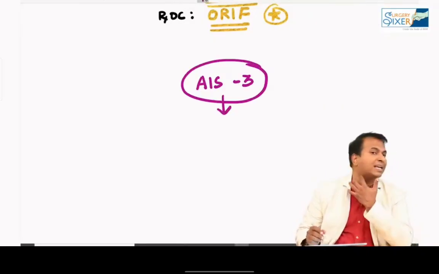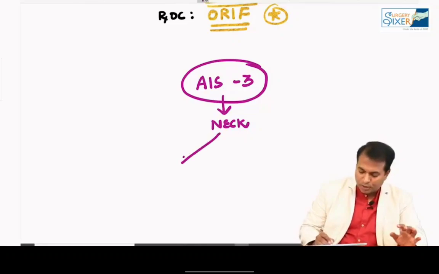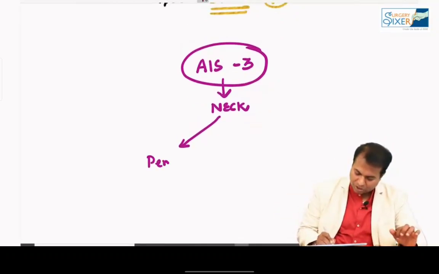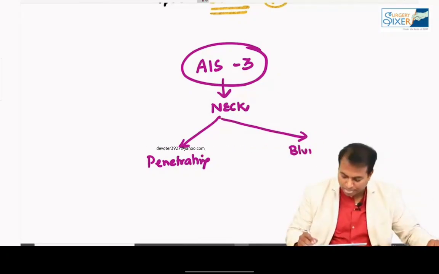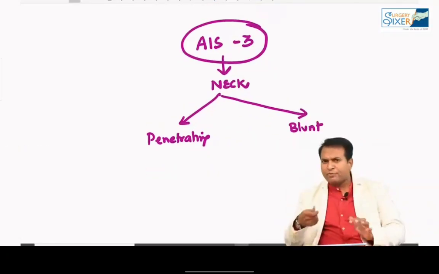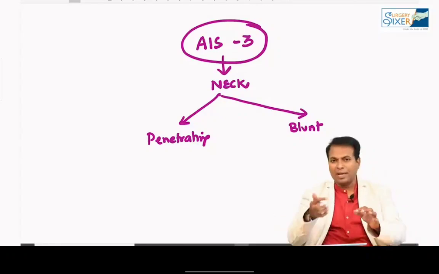Coming to AIS 3, what is AIS 3 injury? That is neck injury. In neck, you can get 2 types of injury. Putting a knife on the neck, penetrating injury. Okay, penetrating trauma. Most of them, when they try to kill someone, they will put a knife on the neck only. Another is hitting very hard in the neck, blunt injury. So in your entire body, when you put a knife on the neck, that carries the highest mortality.